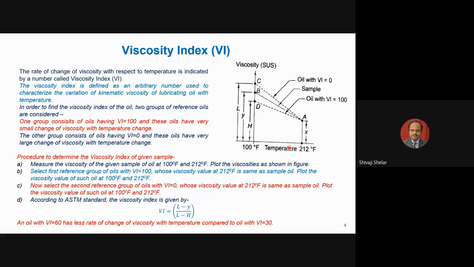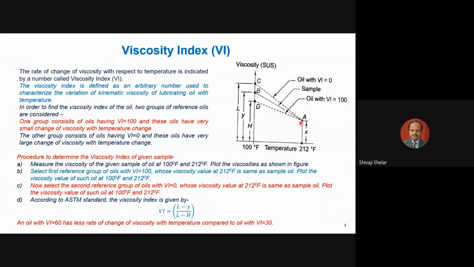Okay, so I have plotted one point for that. Then plot the viscosity value of such oil at 100 degree Fahrenheit and 200 degree Fahrenheit. So 200 degree Fahrenheit is almost similar, so the point will be very close. You may not get the exact oil there, so it may happen your point X may be here, X1 somewhere here. No problem, it can be somewhere slightly away from point A, no problem.